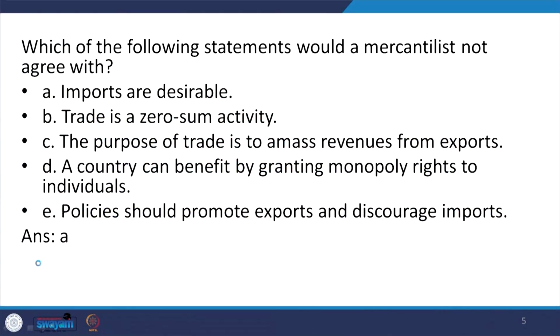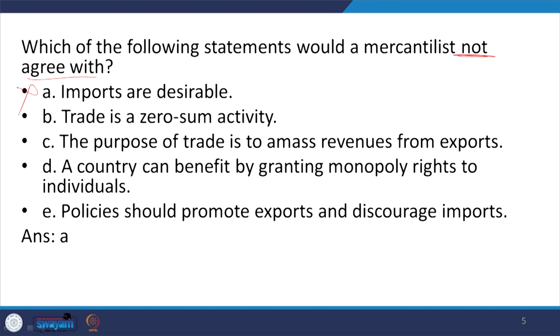Mercantilists, if you remember, believe in zero sum trade, they believe in more exports, the borders are closed, there are various explanations to it. So, they said imports are desirable. Now, look at it carefully, not agree with. They said exports are desirable. So, this is not an answer. They never said imports are desirable. Trade is a zero sum activity.